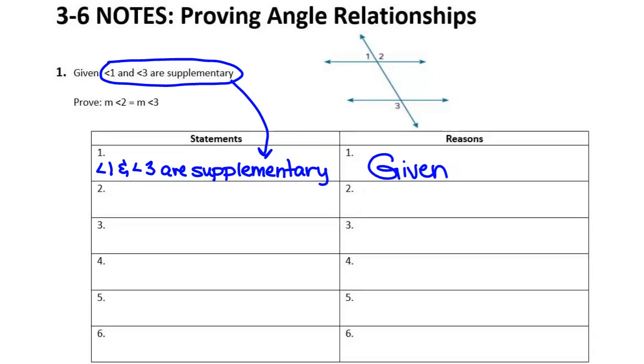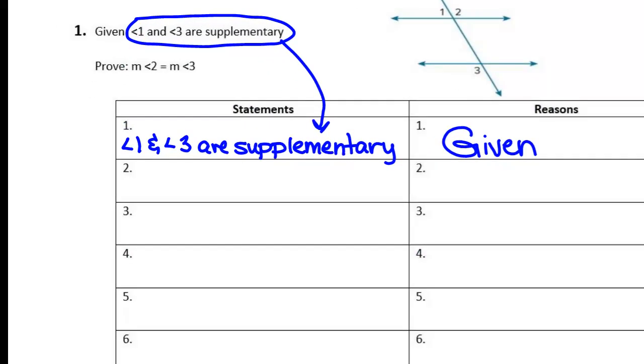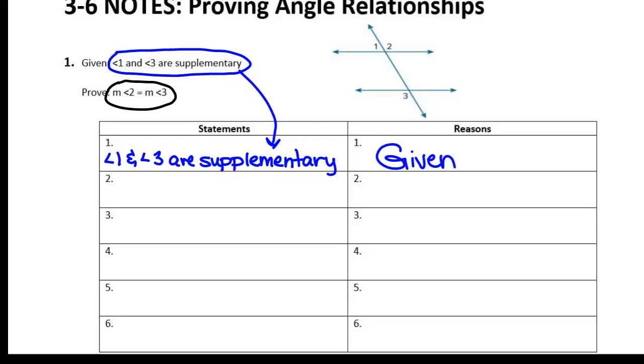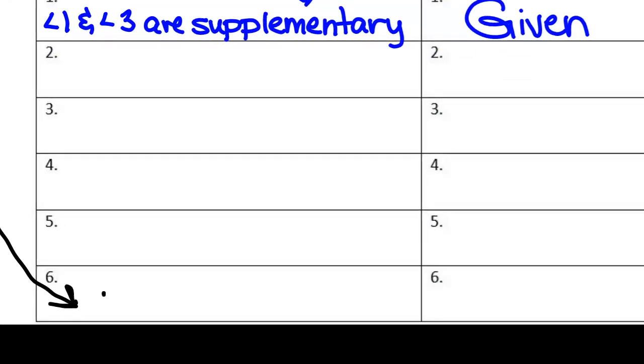Yes, the measure of angle 2 equals the measure of angle 3. There's lots of things that we'll say in between, but I want to get the thing that I'm trying to prove down in that bottom box. The measure of angle 2 is equal to the measure of angle 3. Yep.